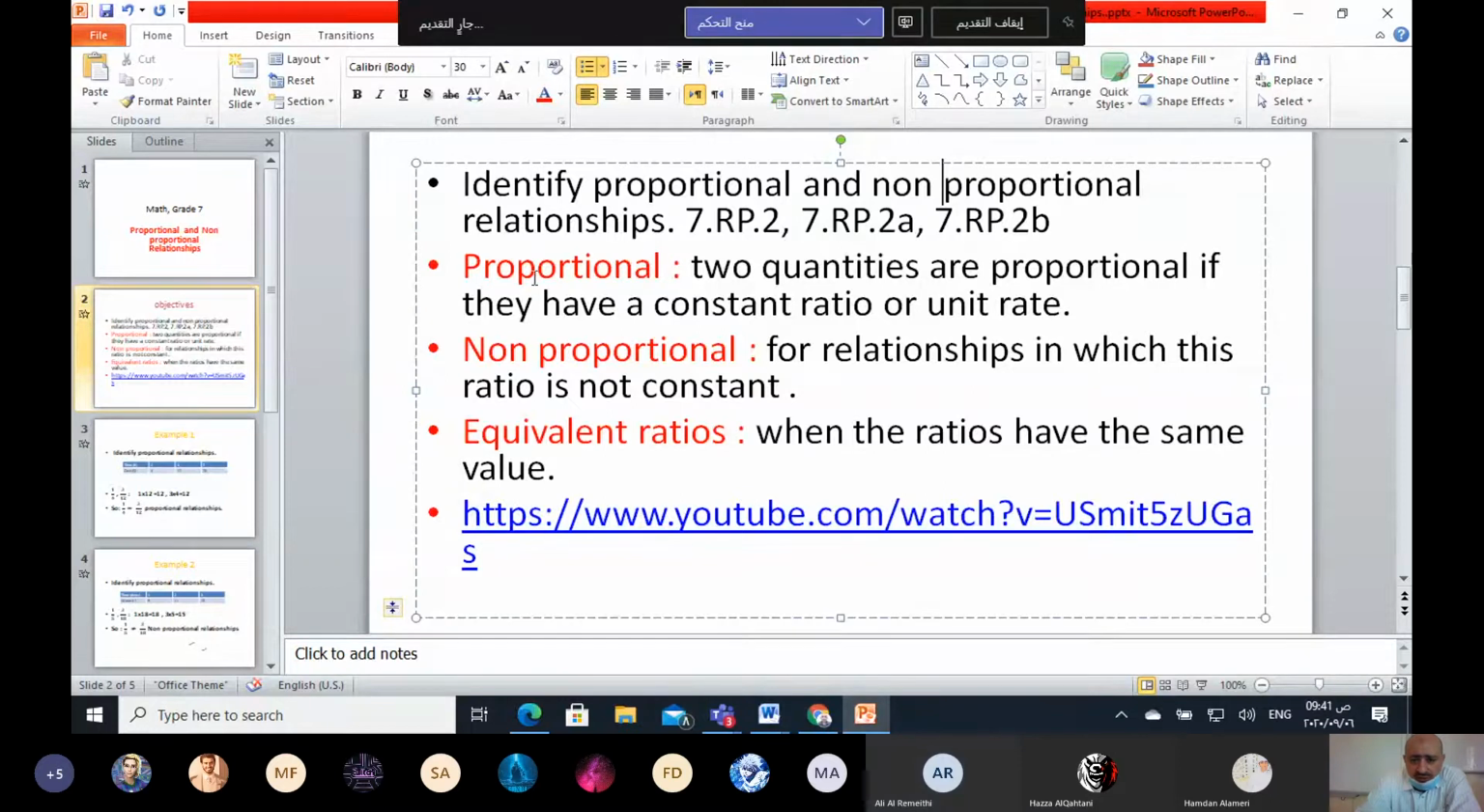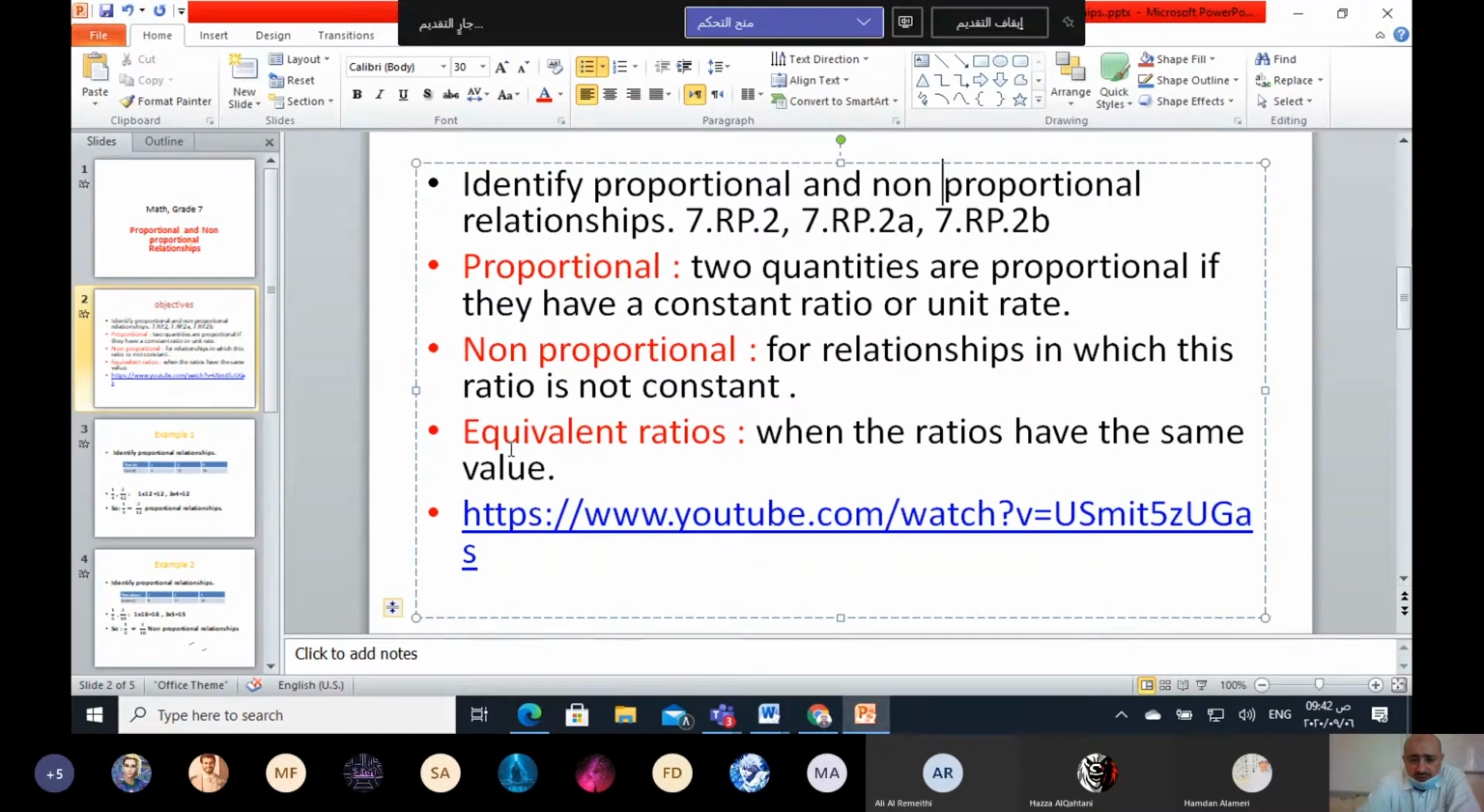What's the meaning of proportional? It means two quantities are proportional if they have a constant ratio or unit rate. This is the meaning of proportional. What's the meaning of non-proportional? Non-proportional are relationships in which this ratio is not constant.